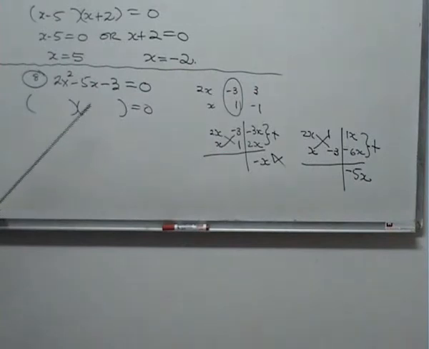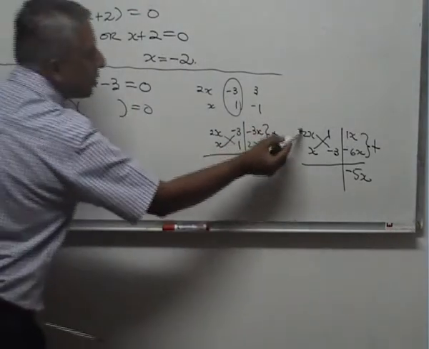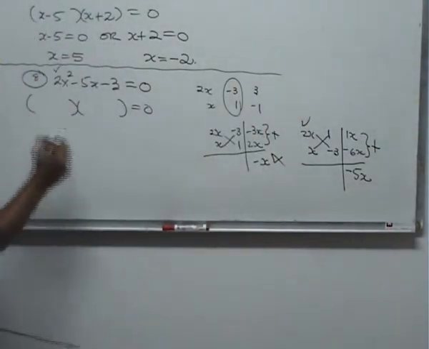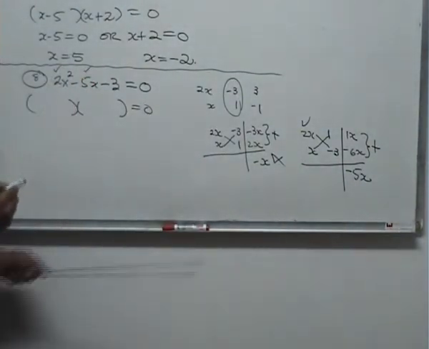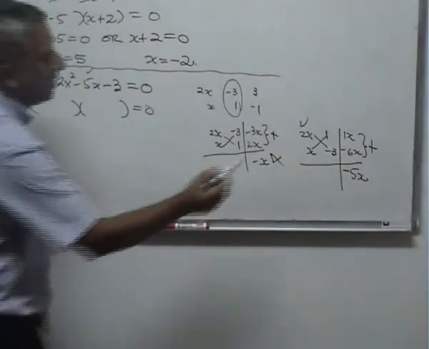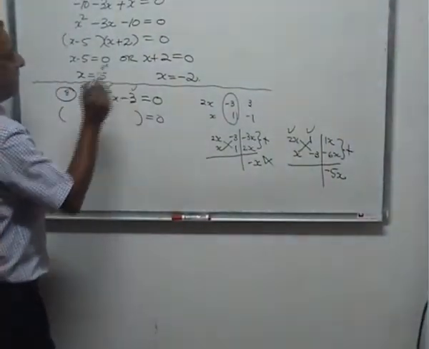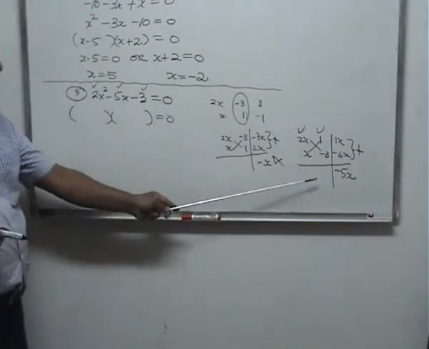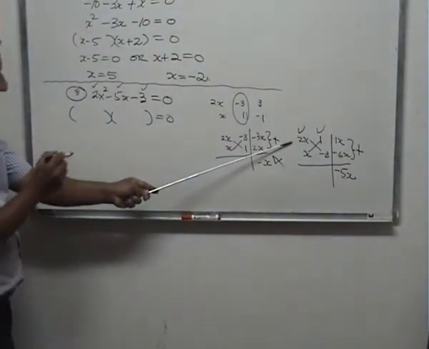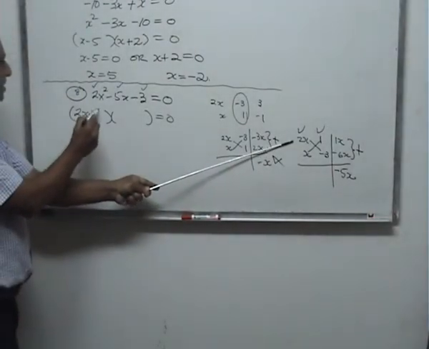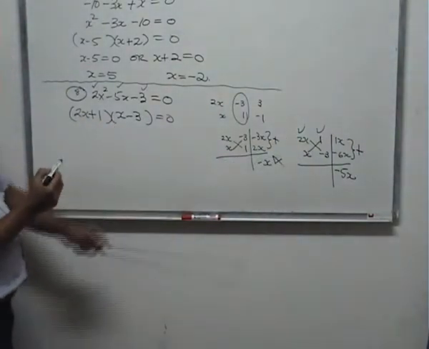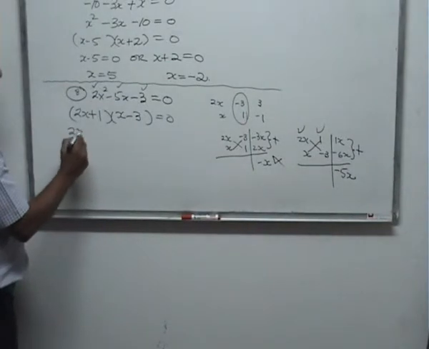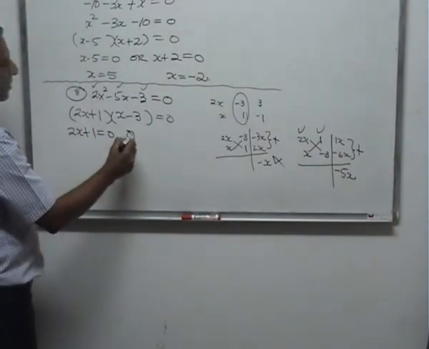Now let's see. The middle term is minus 5x? Yes. First term, 2x times x gives you x squared? Yes. Middle term is minus 5? Yes, that's correct. And 1 times minus 3 gives me minus 3? Yes. So you must test your factorization. So the top 2 goes in one bracket. So that's 2x plus 1. Bottom 2 goes in one bracket. That's x minus 3. And then of course, each bracket will now equal to 0.